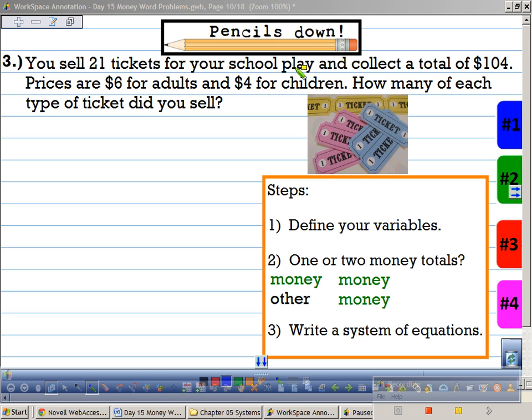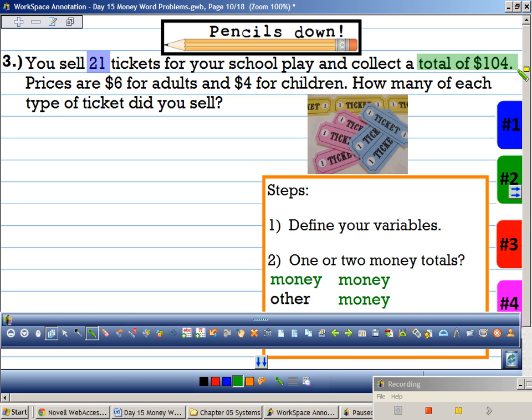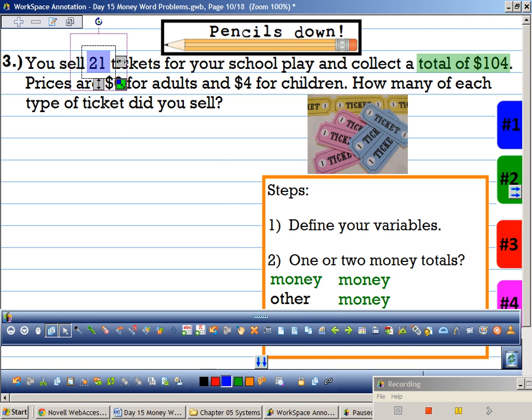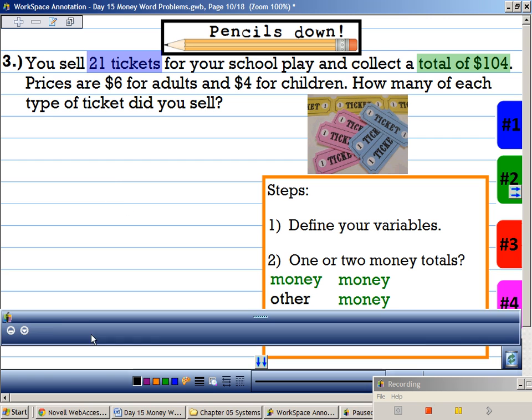So you sell 21 tickets for your school play. I see a total. You sell 21 tickets, right? Isn't that in all? And you collect a total of $104. Prices are $6 for adults and $4 for children. How many of each type of ticket do you sell? Did you guys hear any other totals? So 21 tickets, I should write. We're not talking money, we're talking tickets. 21 tickets, $104. So is that too many totals or a money total? Oh, I can't do that yet. What do I have to do? What did I forget?